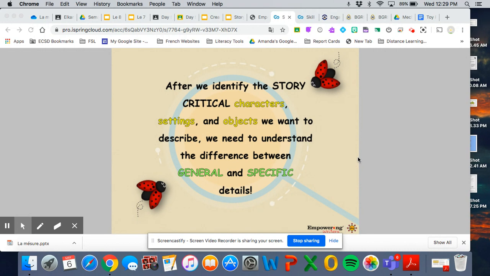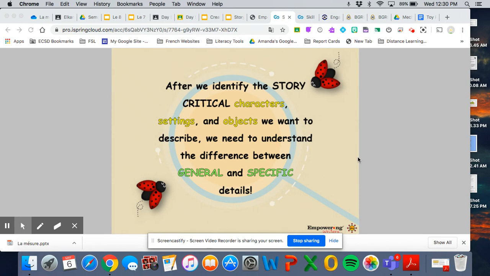So we've been working on this for quite a while, and I want to talk a little bit more about how to develop our writing. So first thing we want to acknowledge is after we identify the story critical character, setting, or object, we need to understand the difference between general and specific detail. So, what does that mean for your writing?